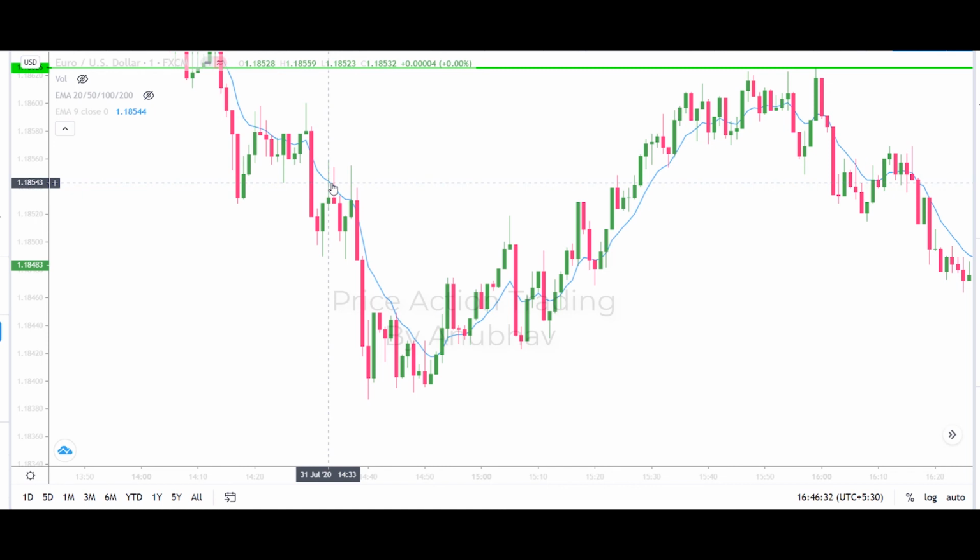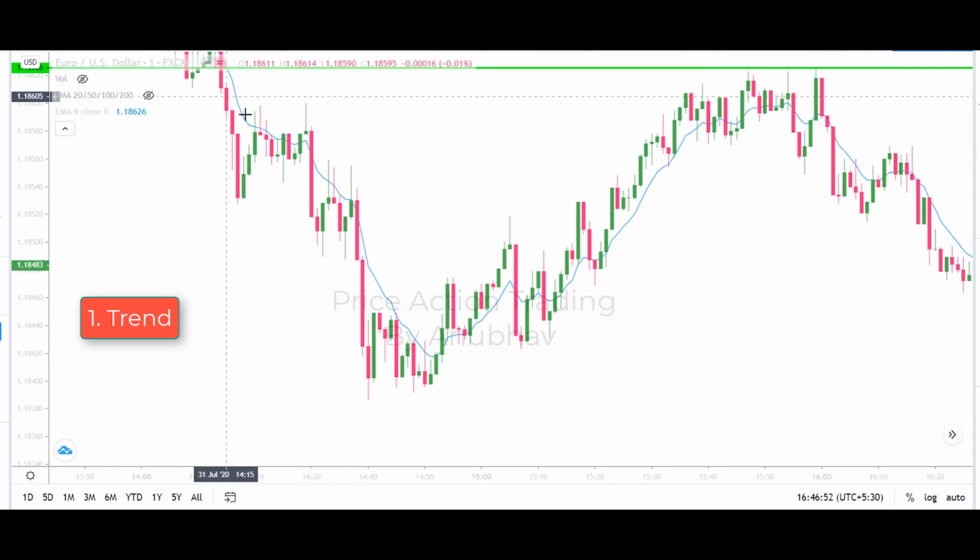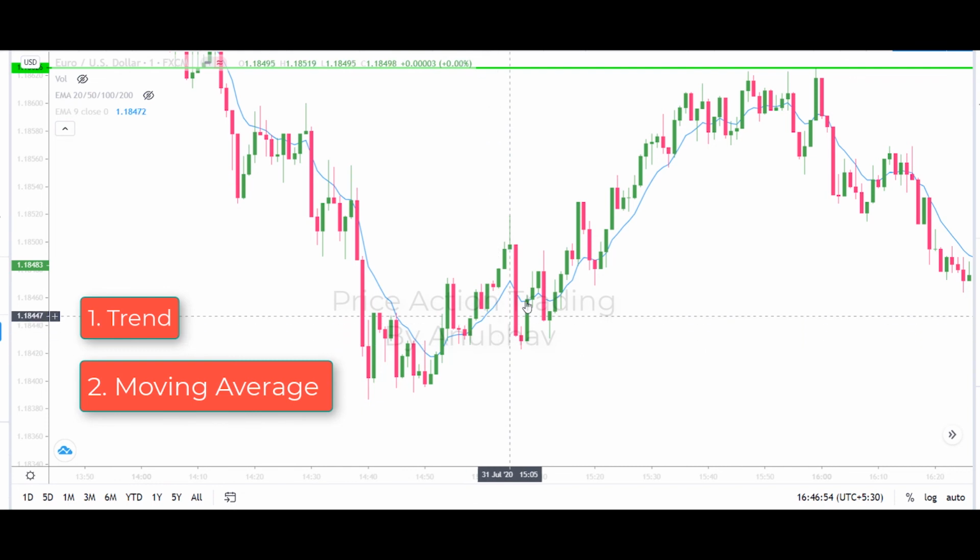So I've introduced three concepts here. Trend, go with the trend. Always plot the support and resistance line based on the trends, no matter the time frame. If you are in a downtrend, then a resistance is likely to hold. If you are in an uptrend, then support is likely to hold. So that was the first concept. Second concept is the moving averages and how to avoid the choppiness.